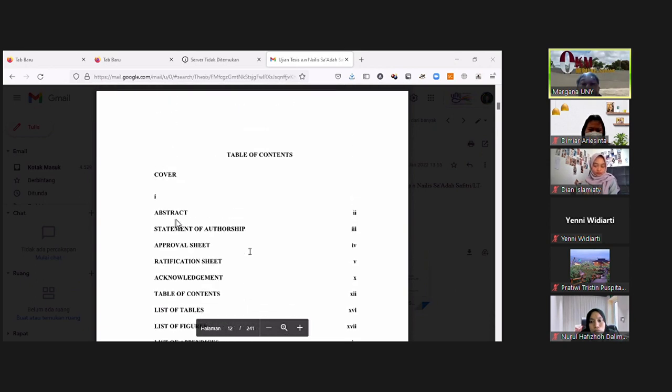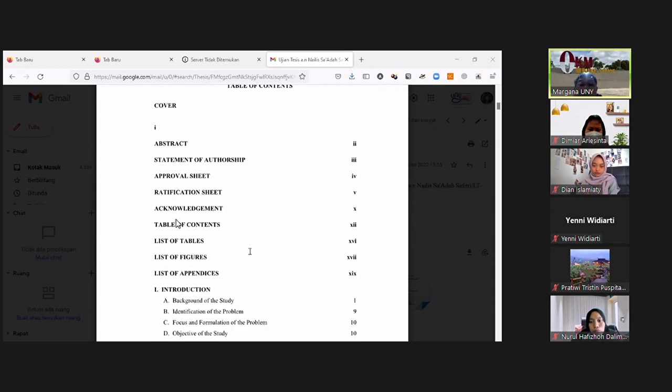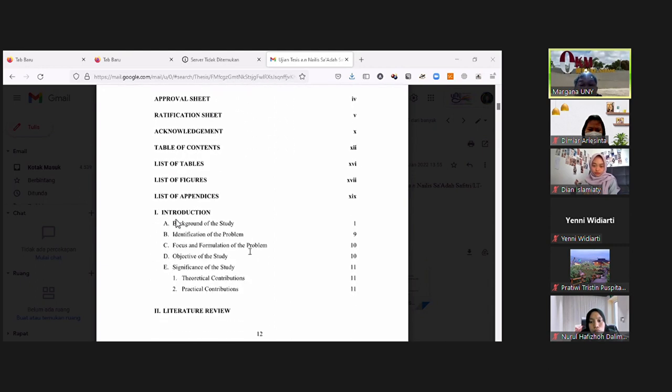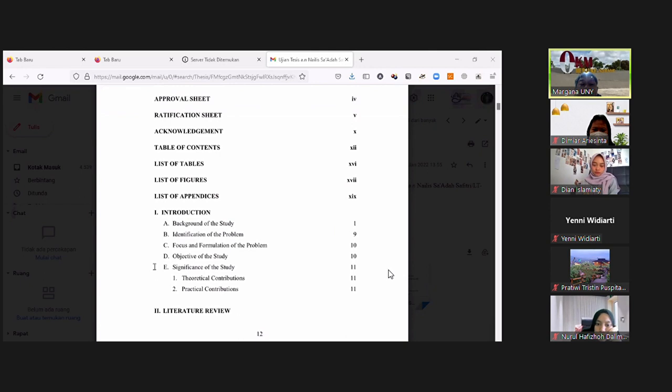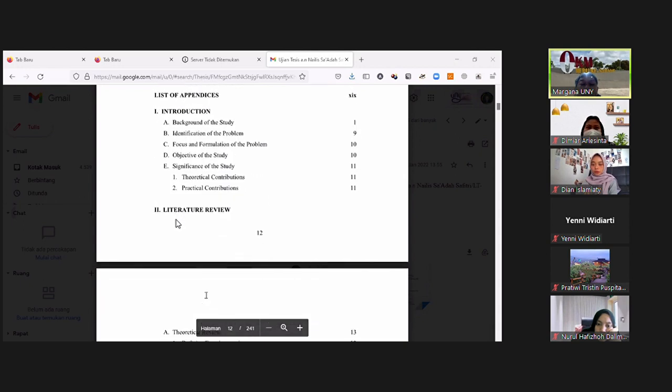And then you have a table of contents with the use of the following format, introduction, etc. So when you deal with thesis proposal writing, you are concerned with introduction. That consists of some elements such as background of your study, identification of the problems, and then formulations of the problems. But before you come to the formulation of the problem, you have a limitation of the problem, then formulation of the problem, objectives of the study, significance, etc.